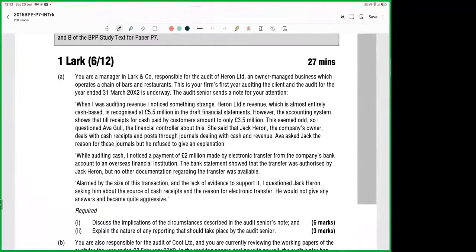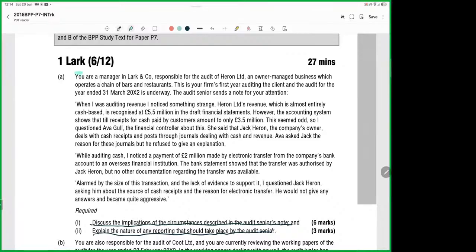Here, they want us to discuss the implications of the circumstances described in the audit senior's note. So the audit senior has done a note. What are the implications there? Number two, they want me to explain the nature of any reporting that should take place by the audit senior. So as I read the case question, I'm looking for that note done by the audit senior, and the implications, and any further reporting that he should be able to do.